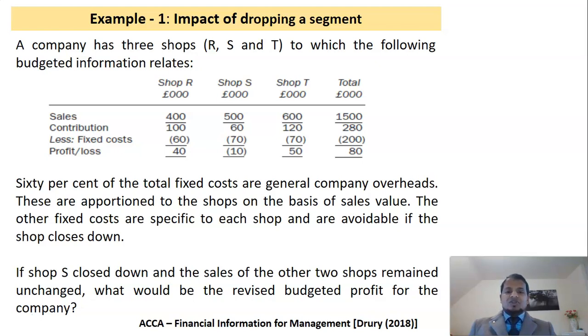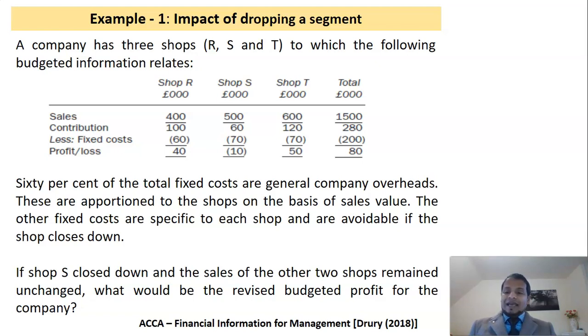60% of the total fixed costs are general company overheads. And as we saw in our previous slide, these general company overheads are irrelevant. These are apportioned to the shops on the basis of sales value. The other fixed costs are specific to each shop and are avoidable if the shop closes down. So avoidable costs are relevant costs, which we should consider in case of making a decision.